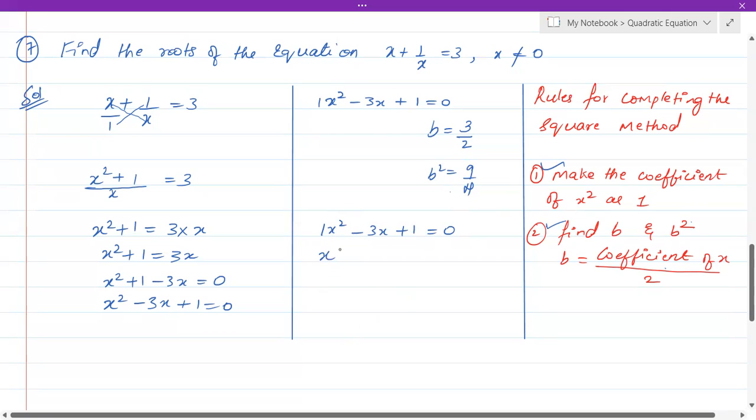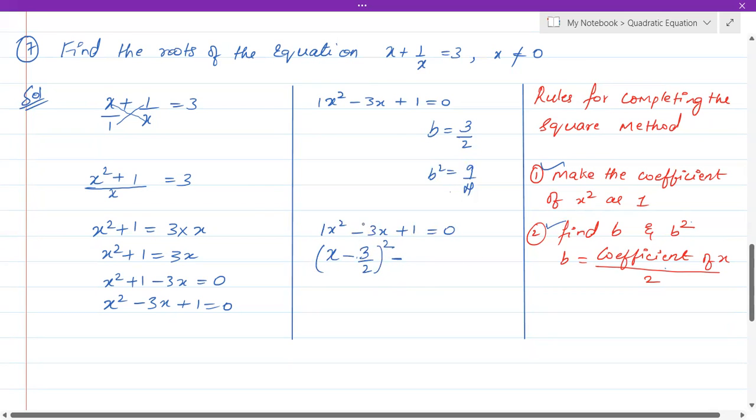In the next step, instead of x square, we'll just take x. The minus sign stays as it is. Now, whatever b value we have got, let's write it as a whole square. Let me tell the step again. Instead of x square, we take only x, and whatever sign is there, write it, minus. Next is the b value, that is 3 by 2 the whole square. And after this it is always minus.